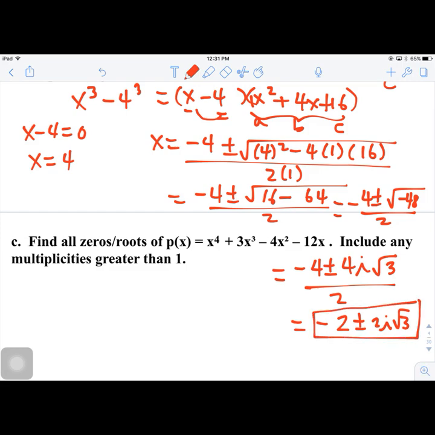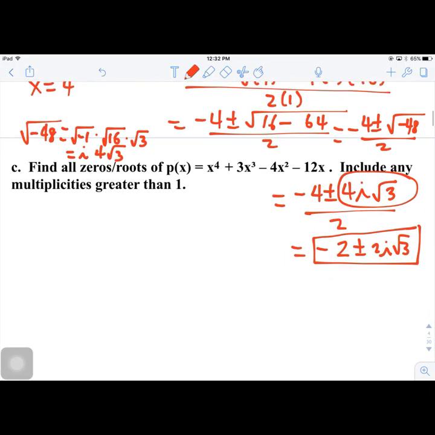And if anyone is wondering how I got this, I can show the work here on the side. Square root of -48 is square root of -1 times square root of 16 times square root of 3, and that's going to be i, and then this is 4, and that's radical 3. So that's 4i radical 3.